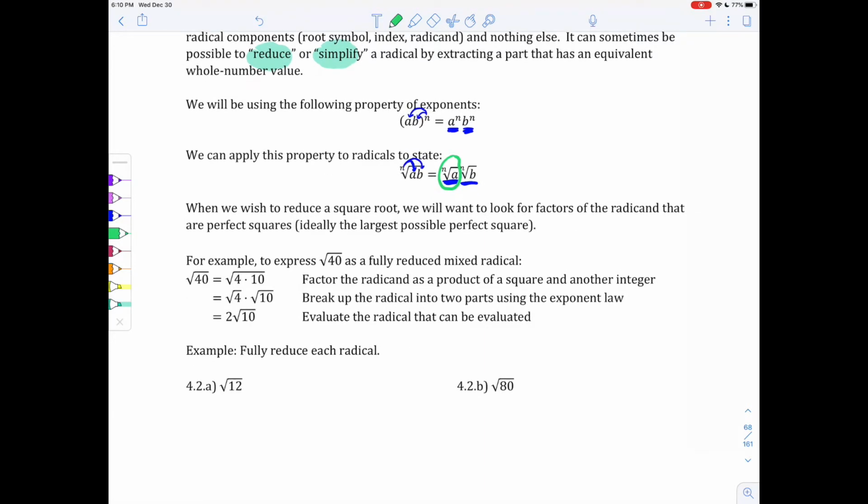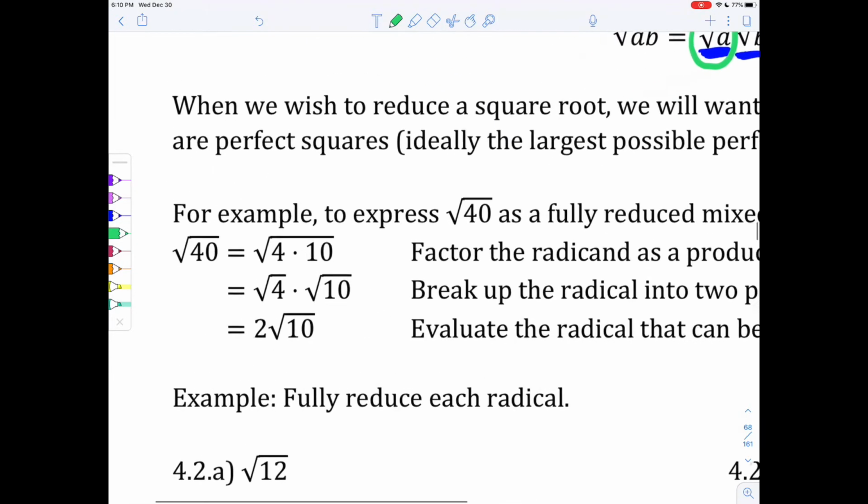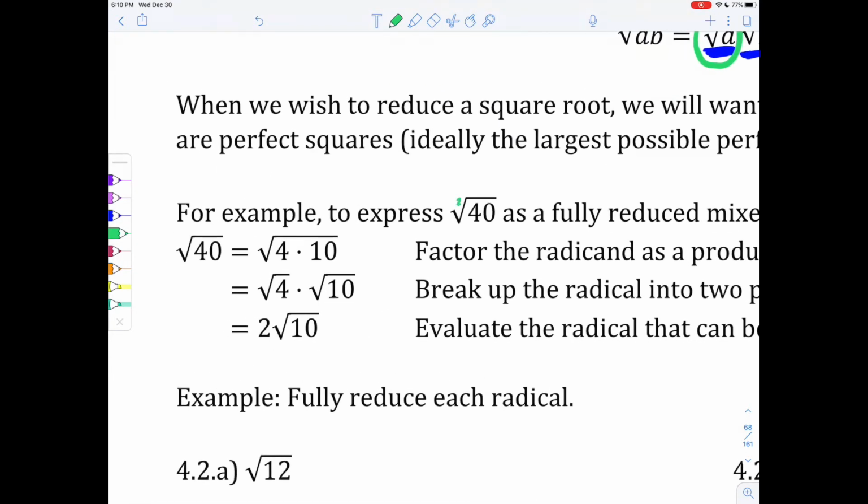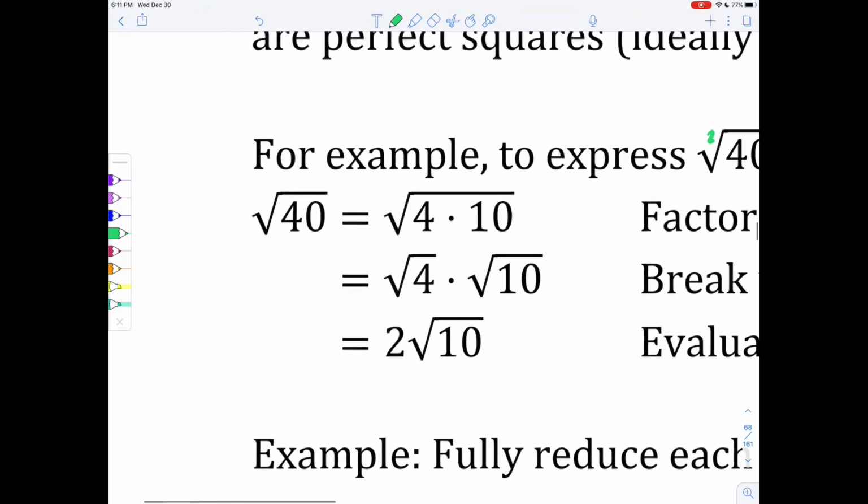All right, we are going to look at the square root of 40. And the square root of 40 is an entire radical because it just includes the index, which is secretly a 2, a radical sign, and the radicand. That's it. But we want to turn it into a mixed radical. So what we're going to be doing is trying to find two factors of 40 in which one of them is a perfect square. Why a perfect square? Because we're dealing with square roots here. So we're going to be looking for factors of 40 in which one is a perfect square.